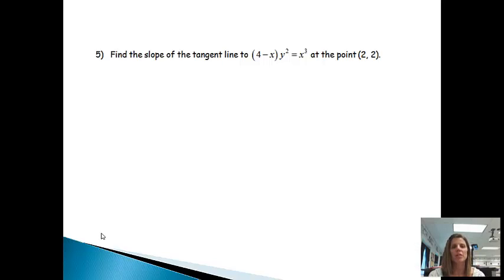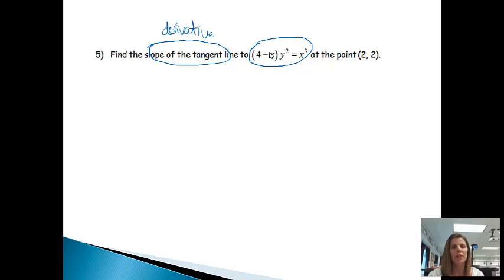You'll notice that this says to find the slope of the tangent line to (4 minus x) y squared equals x cubed at the point (2, 2). Well, we've already learned that the slope of the tangent line is just the derivative. So this problem is just asking us to find the derivative at the point (2, 2). So we're going to find the derivative of this function. It's an implicit problem because we've got x's and y's happening both at the same time.